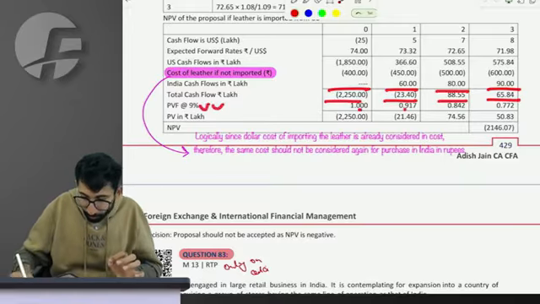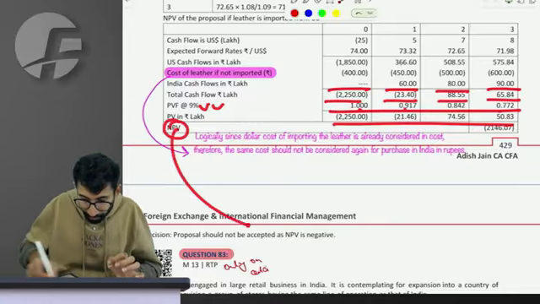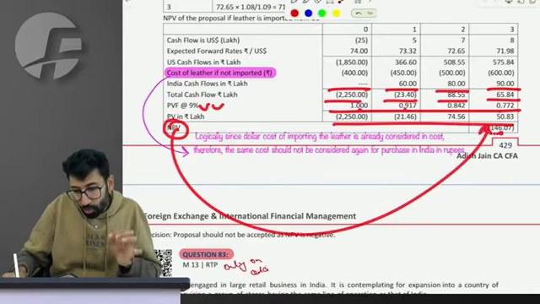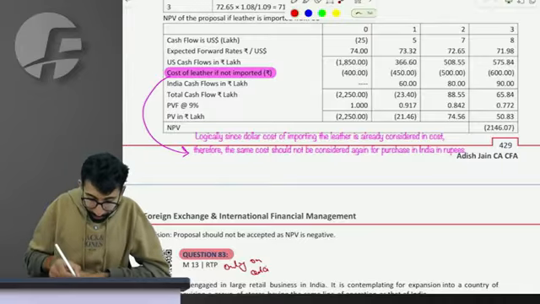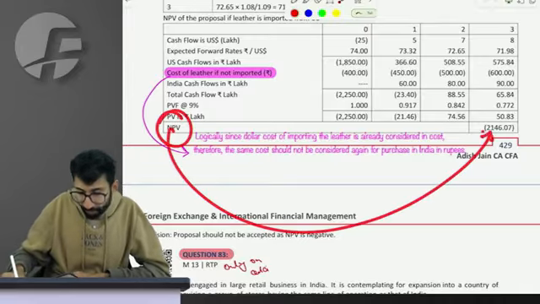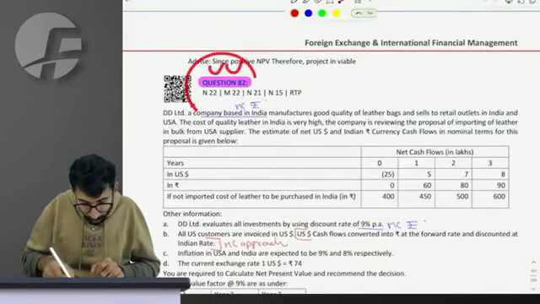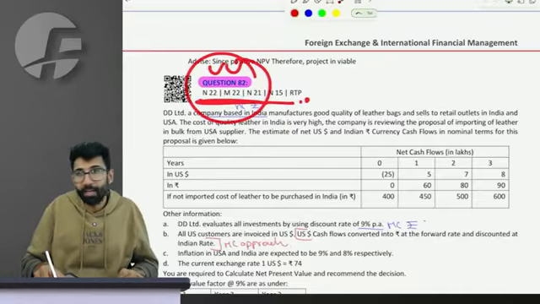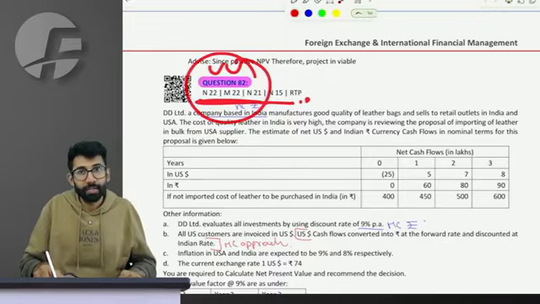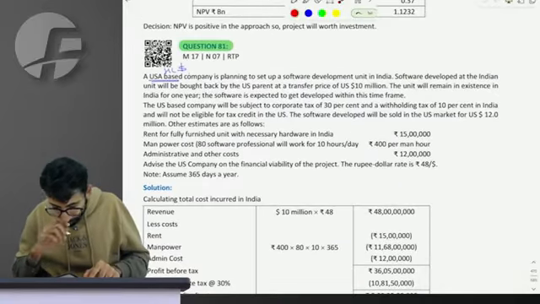Discounted at the rate of 9%, factors being given, you calculate the inflow. When you calculate NPV, it is a huge negative number. My NPV, people in the class, is a big negative number, means we should not do this project. The project is not viable, which is question number 82 we have done. Are you understanding? This is which approach? This is the home currency approach.